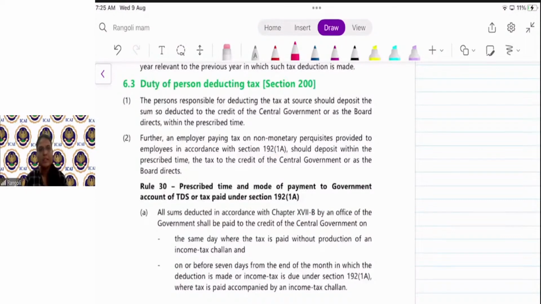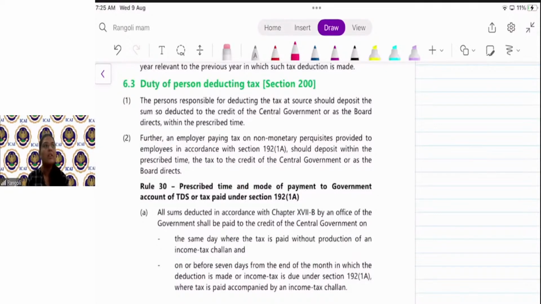Duty of person deducting tax. The person responsible for deducting the tax at source should deposit the sum so deducted to the credit of the central government or the board within the prescribed time. Now you, as a payer, have deducted TDS of someone, right? But you need to deposit the same to the government. Then the time limit is given.